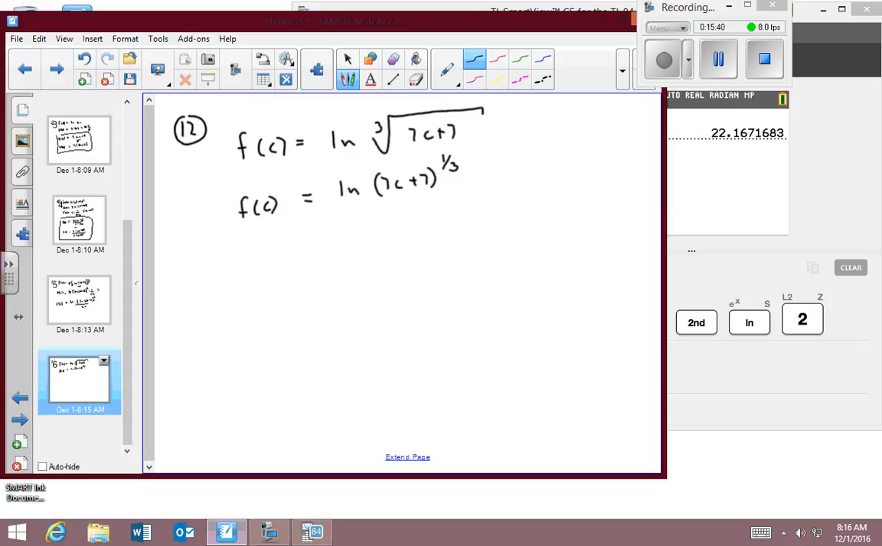This is still a function. We're just using the law of logs. 1/3 ln of 7c plus 7. That's just the rule in logs, right? Now we're ready to differentiate it, because we got it written using the rule of logs. So then this is 1/3, and then it's 1 over the argument, and then the derivative of the argument.